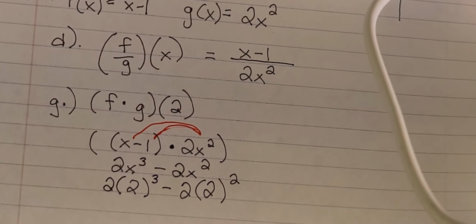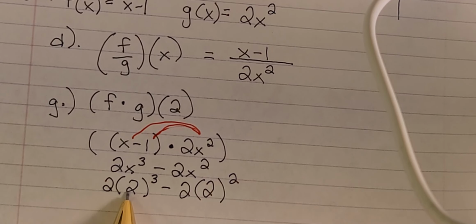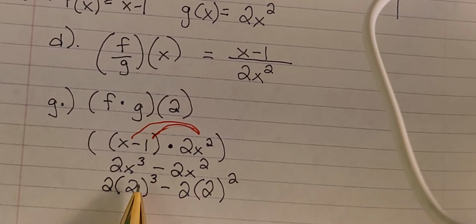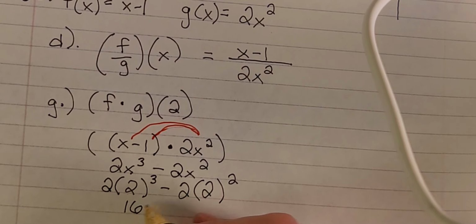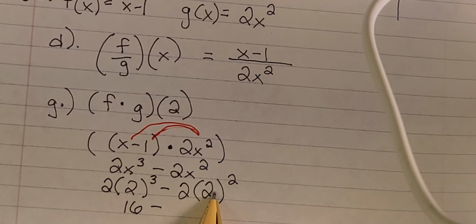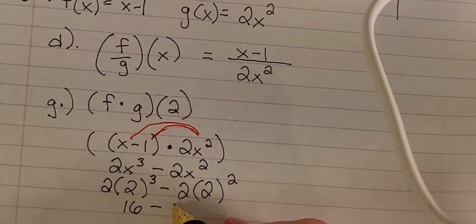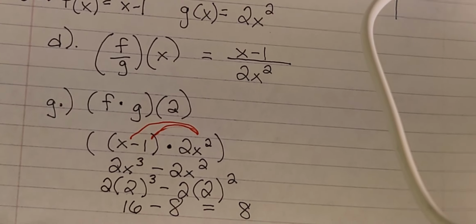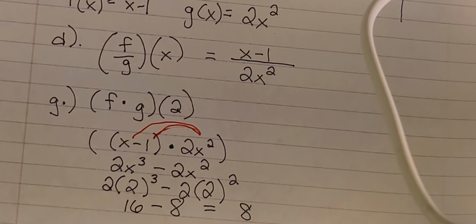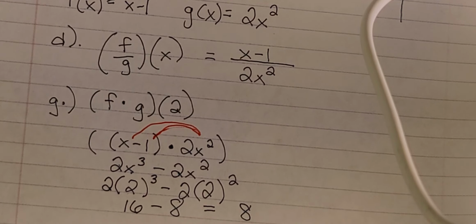Lots of 2's in that problem. Okay, so 2 to the third power is 2 times 2 times 2 times another 2. That's going to be 16. 2 squared times a 2 is 8, and 16 minus 8 is 8, and that would be your answer. All right.